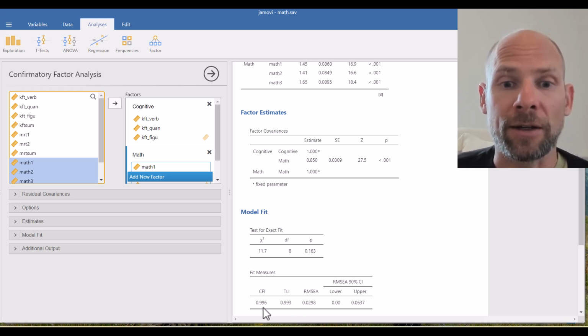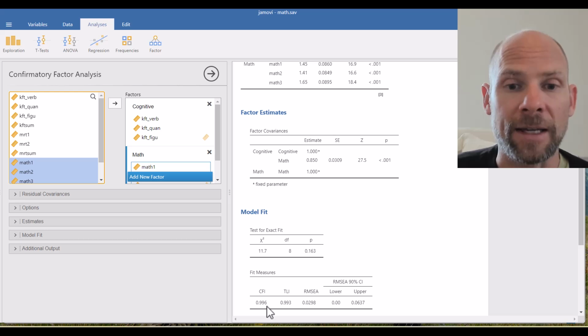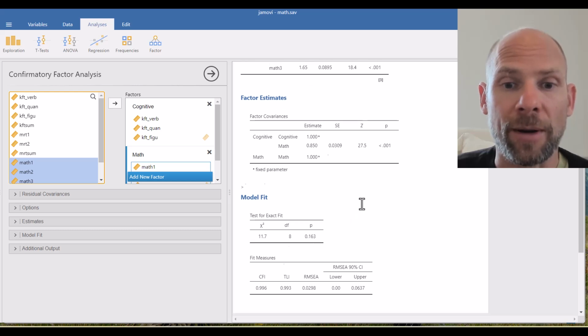Also, you can see that closeness of fit indices or approximate fit indices also look good for this model. The CFI is 0.996, the TLI is 0.993, so they're both very close to 1. The RMSEA is about 0.03, which is also a good value for RMSEA, and so this model looks good, so we can interpret the parameter estimates.